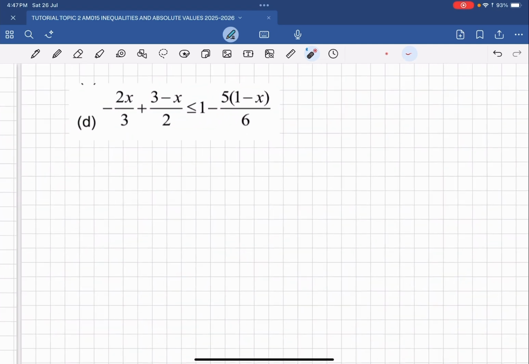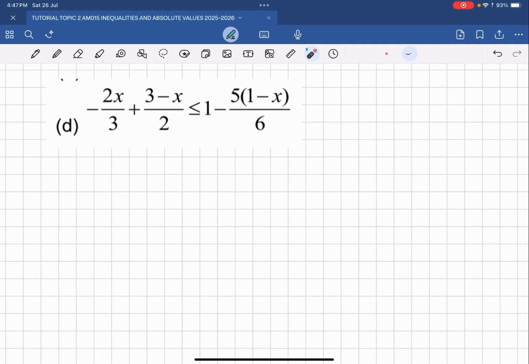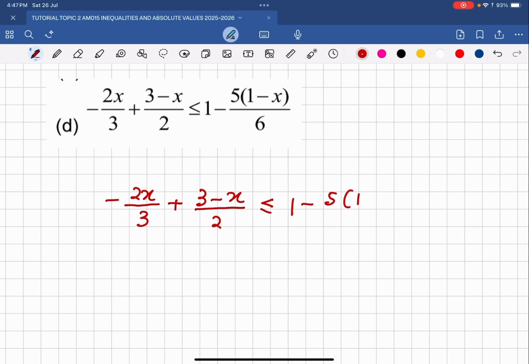Alright, now let's take up this question. We have negative 2x divided by 3 plus (3 minus x) divided by 2, less than or equal to 1 minus 5 times (1 minus x) divided by 6. Okay, so first things first, we're going to analyze the denominator.